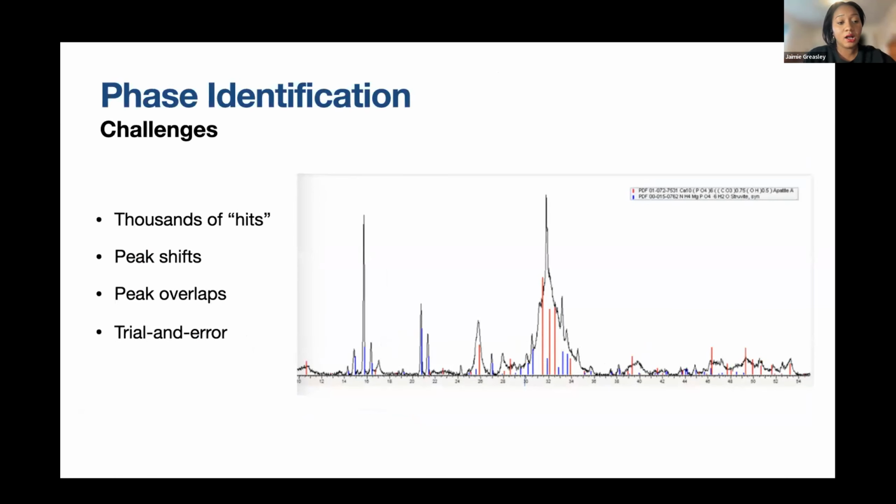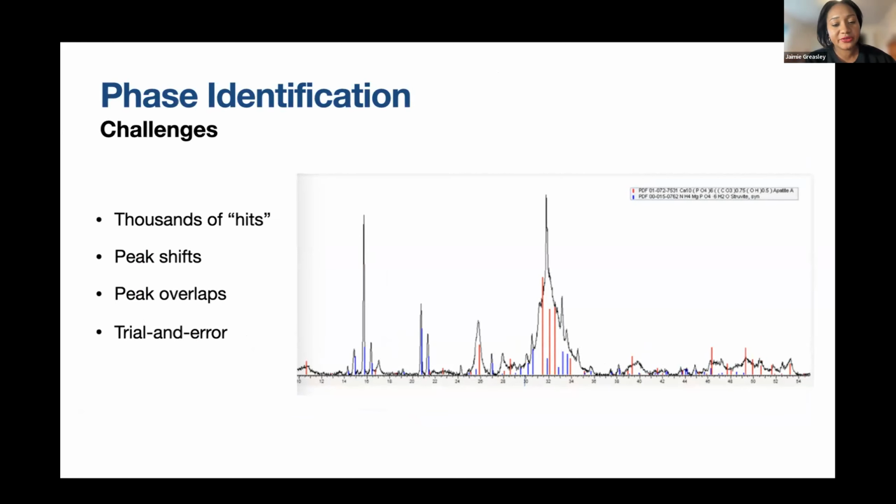So first thing, when you do the search match, you get thousands of hits. And if you're going in with no idea what's in your sample, you're not even guaranteed to get the actual match within the first 100 or a couple of hundred hits, right? I've spent a lot of hours doing this, and it was terrible.